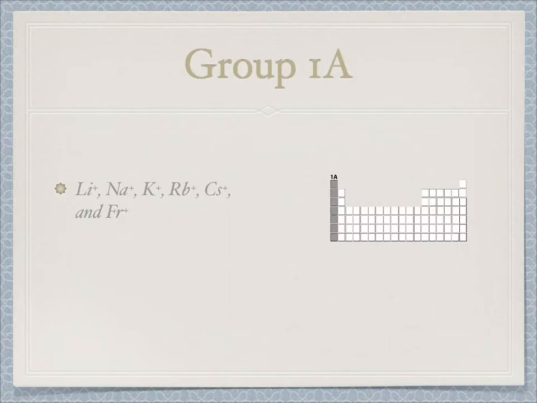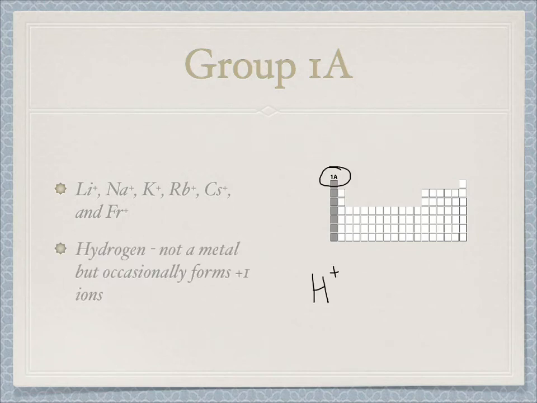So group 1A, here are our elements, typically lithium, sodium, potassium, rubidium, cesium, francium. These guys all form +1 ions. Now hydrogen is in that group. Hydrogen is a little bit different. It will act like an H+ occasionally, not always. It will do some other things. It's not a metal, but hydrogen does act similar to those in this particular group.